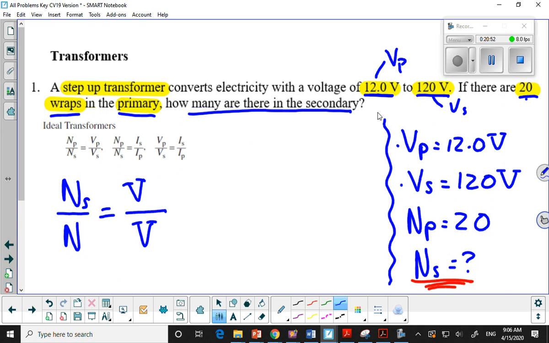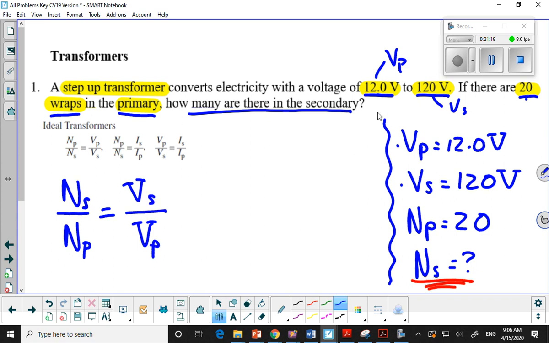So how do we know who's who now on the rest of this? Well, if it's secondary on the top, it has to be primary on the bottom. Voltage and wraps are always the same. So if it's P on the top, it's P on the top. If it's S on the top, it's S on the top. Since the number of wraps is S on the top, then it has to be S and P.